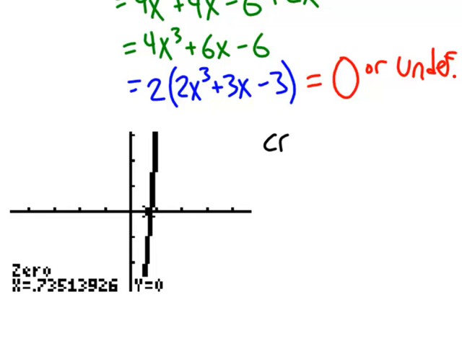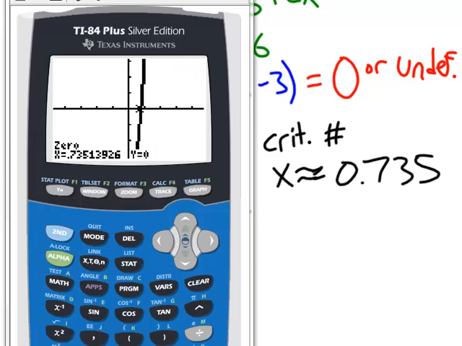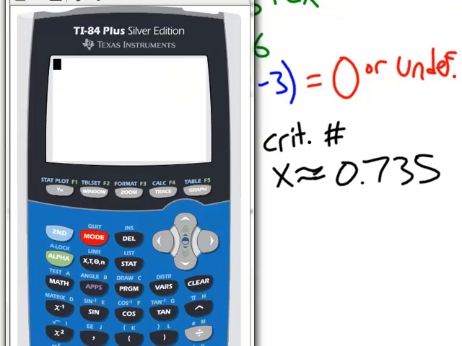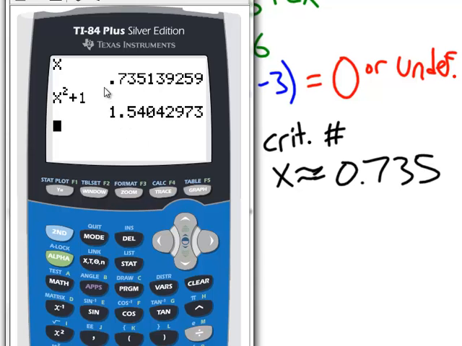So this is the critical number that we were expecting to be a rather small positive number. So approximately equal to 0.735. To find what the corresponding y value is, I'm going to go to second quit. And remember, the last x value that the calculator displayed is still remembered by the calculator. So I'll type x squared plus 1. That's our function that we're dealing with, right? That's our parabola. And that is going to be my y value.